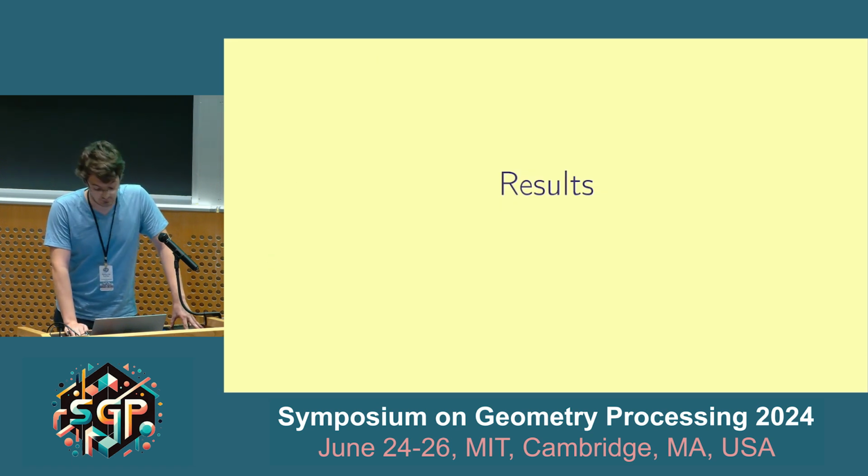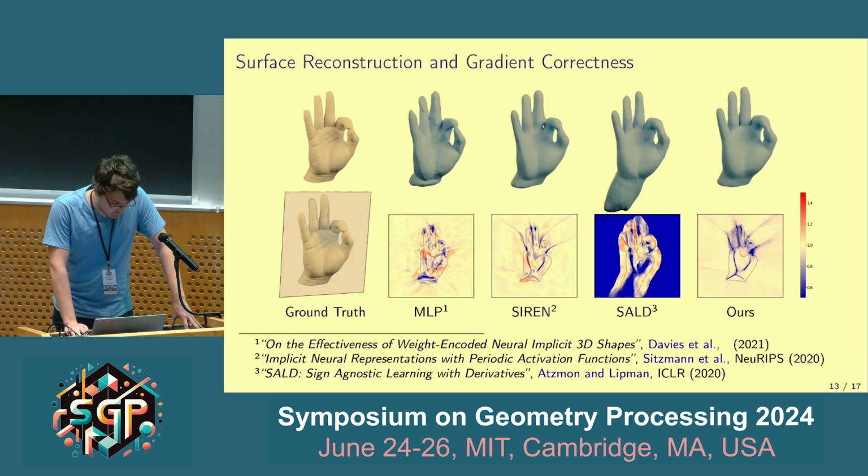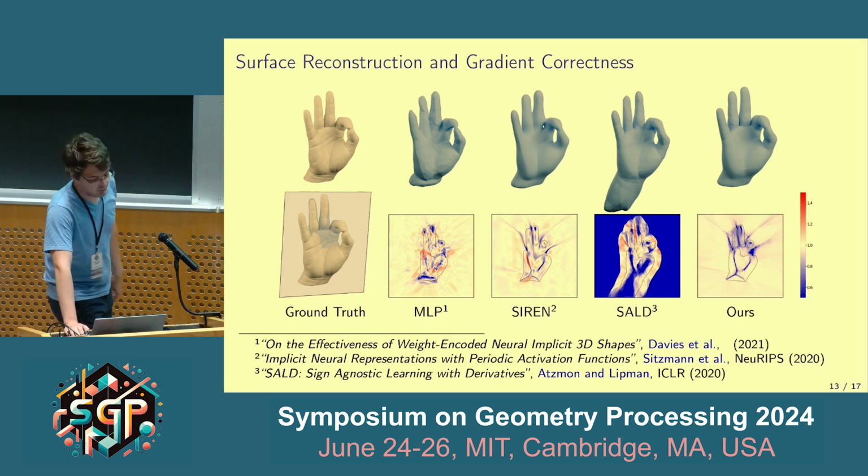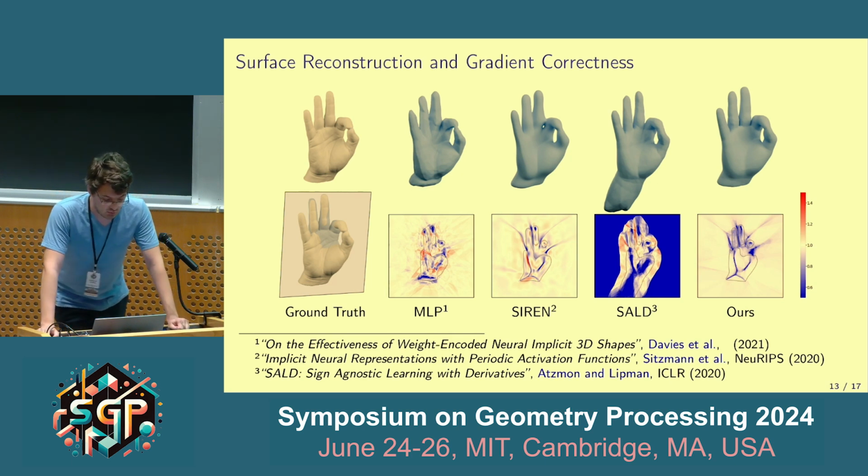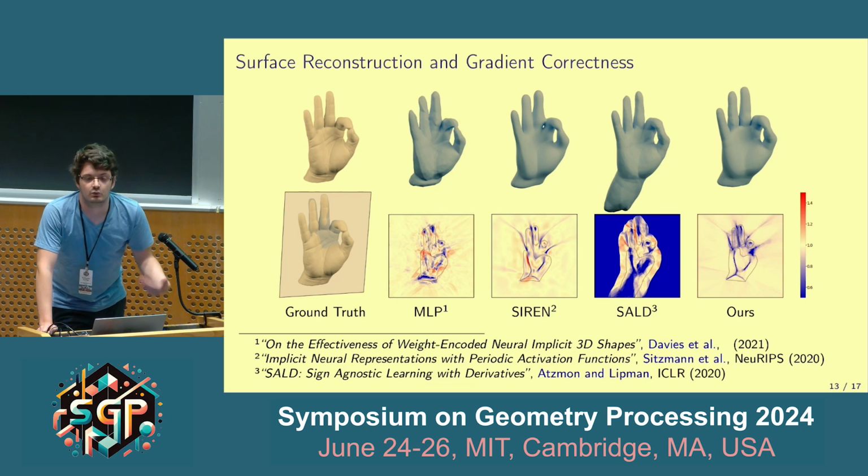So let's look at some results. First of all, we show some comparison with other approaches to show that we are quite comparable in terms of reconstruction precision, but if we look at the norm of the gradient, we are the only one to guarantee that we will never exceed 1 and overshoot the true distance function.